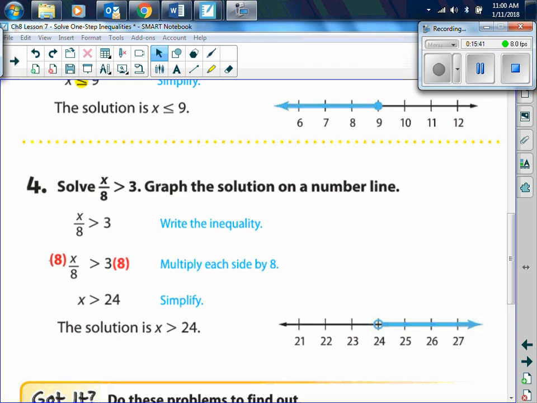Same thing when we have a division inequality. Here we have x divided by 8 is greater than 3. To solve for x, we're going to multiply times 8 on both sides. We end up with x is greater than 24. Here, the important number is 24. The inequality symbol tells me that I'm going to have an open circle at 24, and because x is greater than 24, we're shading to the right. So this is what the graph of the inequality looks like.